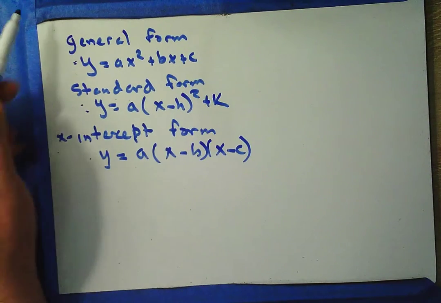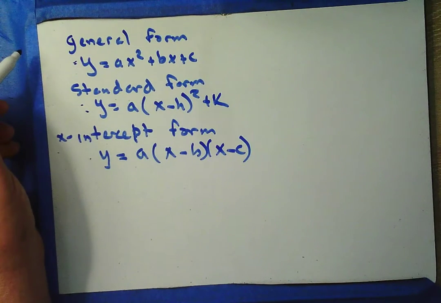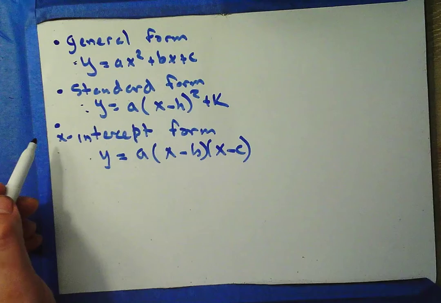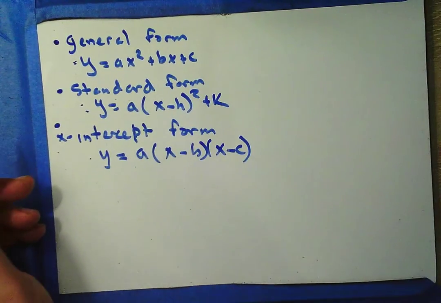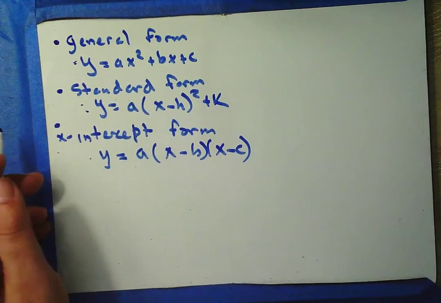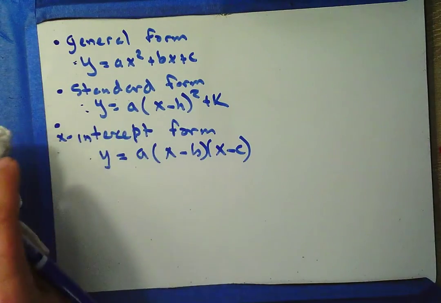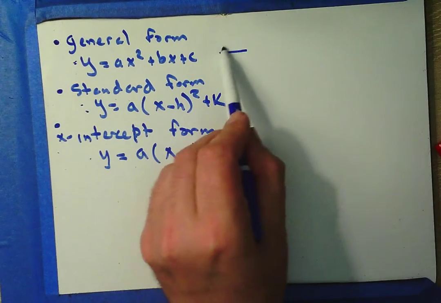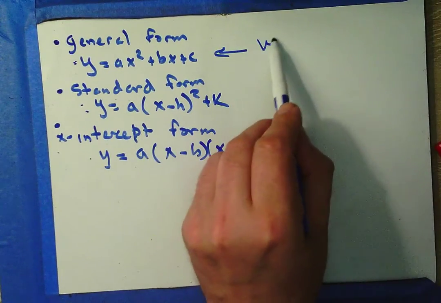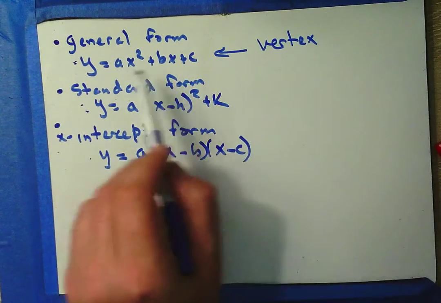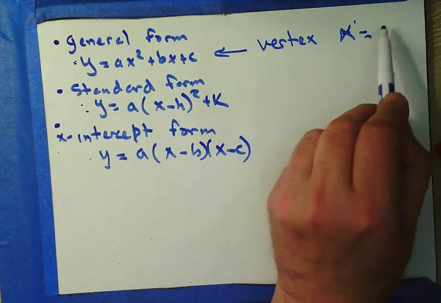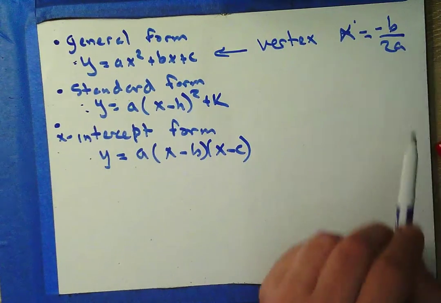Instead, I'm just going to show you how to do quick, accurate graphs from general form, from standard form, from x-intercept form, without having to rewrite any of these, okay? All right, so the first thing we need to remember, and I hope we remember this from Algebra 2, is that the vertex, from general form, is located when x equals negative b over 2a.